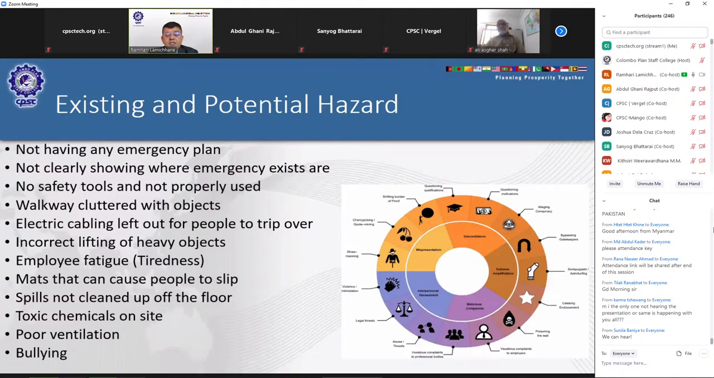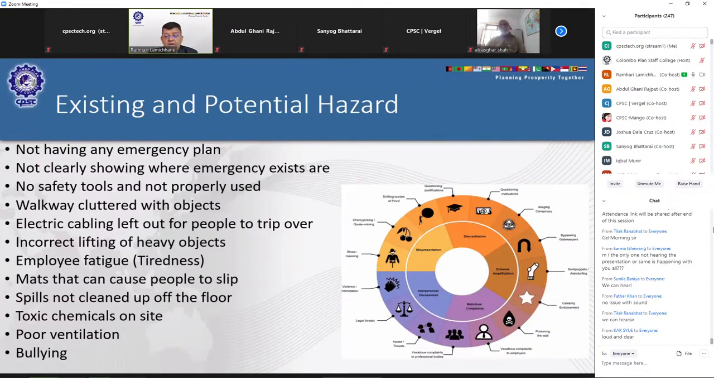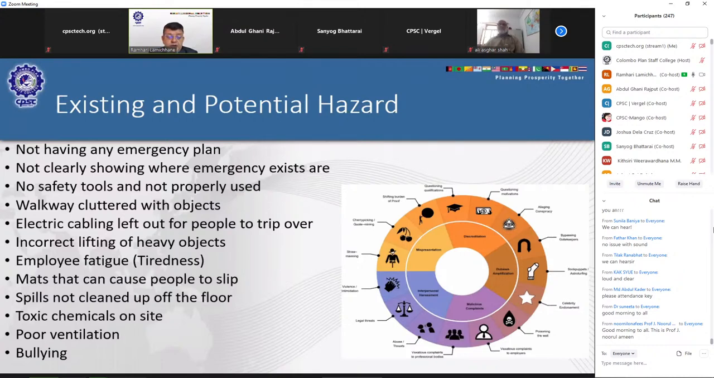Then toxic chemicals on site. We do not properly store the chemicals, and we put chemicals everywhere without proper knowledge. Sometimes children or students or other people who don't know about chemical handling handle them improperly, then accidents happen. And poor ventilation is another cause of potential hazard. There should be a very good air circulation system in the workplace.